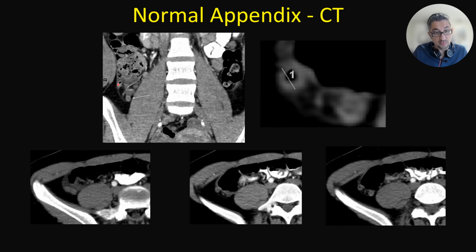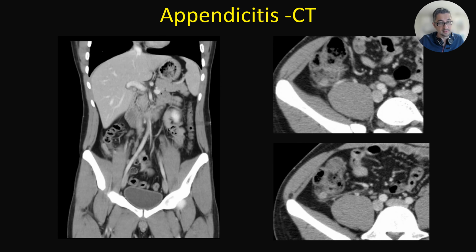Another example of a normal appendix on CT. The caliber is usually under 6-7 millimeters. Here the surrounding fat is clear. This should not be overcalled as acute appendicitis. So how does appendicitis look? Here is an appendicitis. There is distension of the appendix, usually 6-7 or higher.